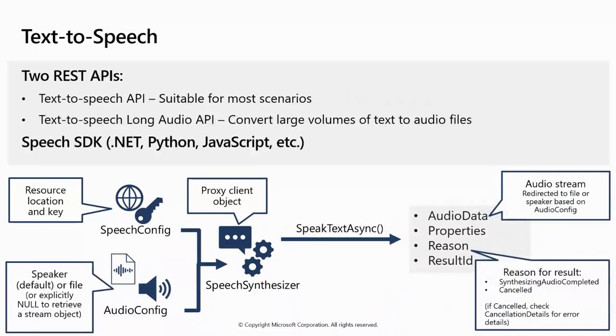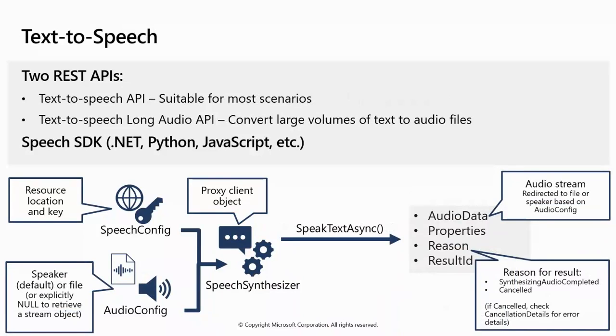So, like speech to text, the speech service has two APIs for speech synthesis. The main way to do speech synthesis is through the text to speech API. Now, we have the text to speech long audio API. This is made to support batch operations that convert large amounts of text to audio. For example, you could use it to turn the source text into an audio book.